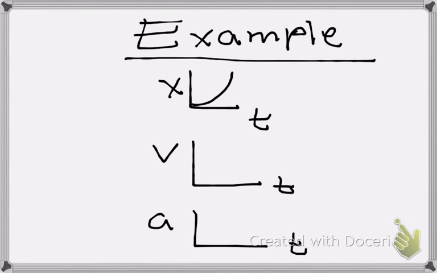So here's one example. We have something that's curving up. So we have a slope right here that's increasing. So if we have a slope that's increasing, then we have a positive constant slope on the velocity graph. And looking at the acceleration, we have a constant positive slope, so we have a constant positive acceleration.